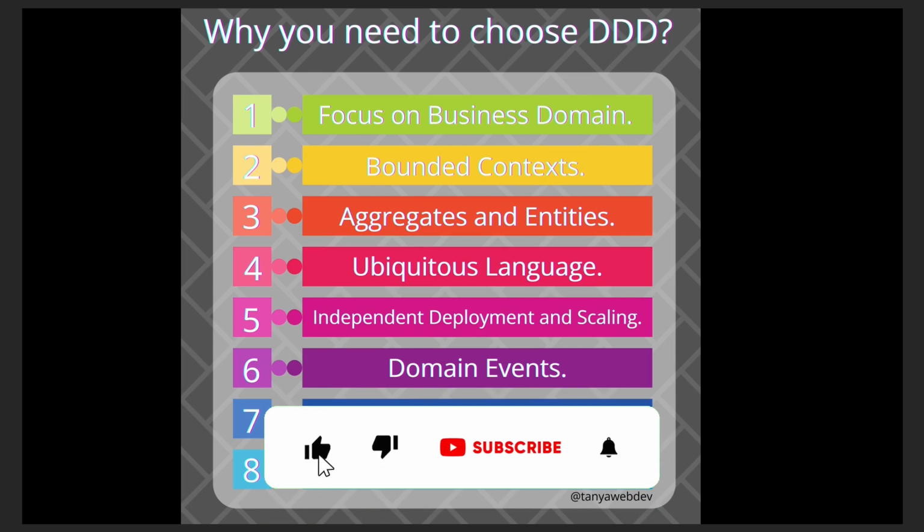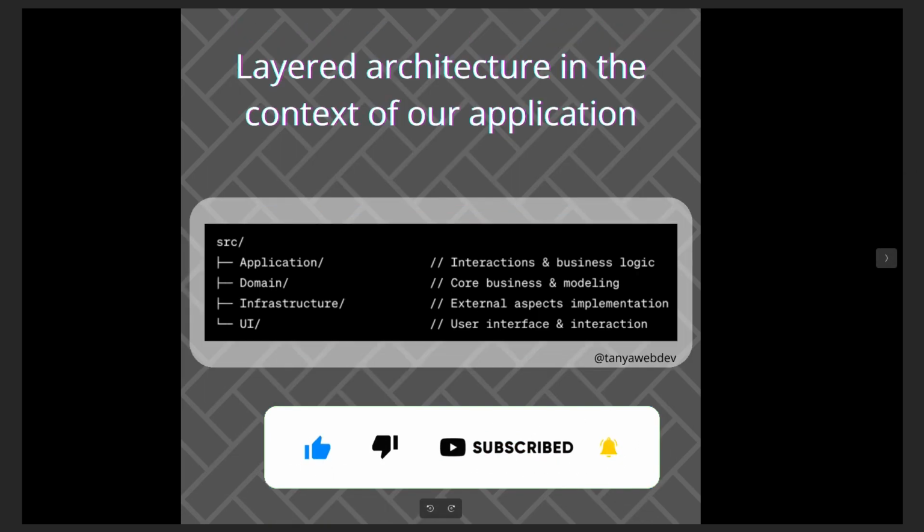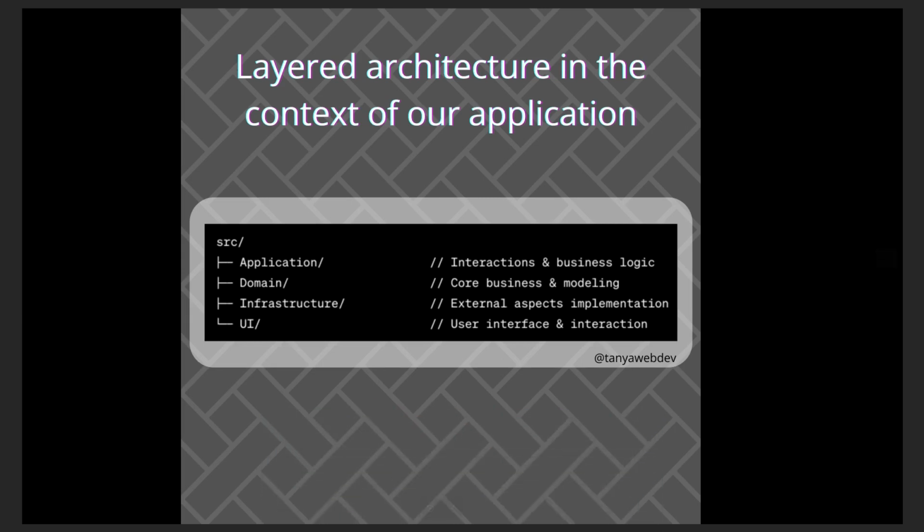Let's delve into what this means. The layered architecture approach involves breaking down the application into distinct layers with clear responsibilities. Each layer is responsible for specific aspects of functionality and only interacts with adjacent layers.